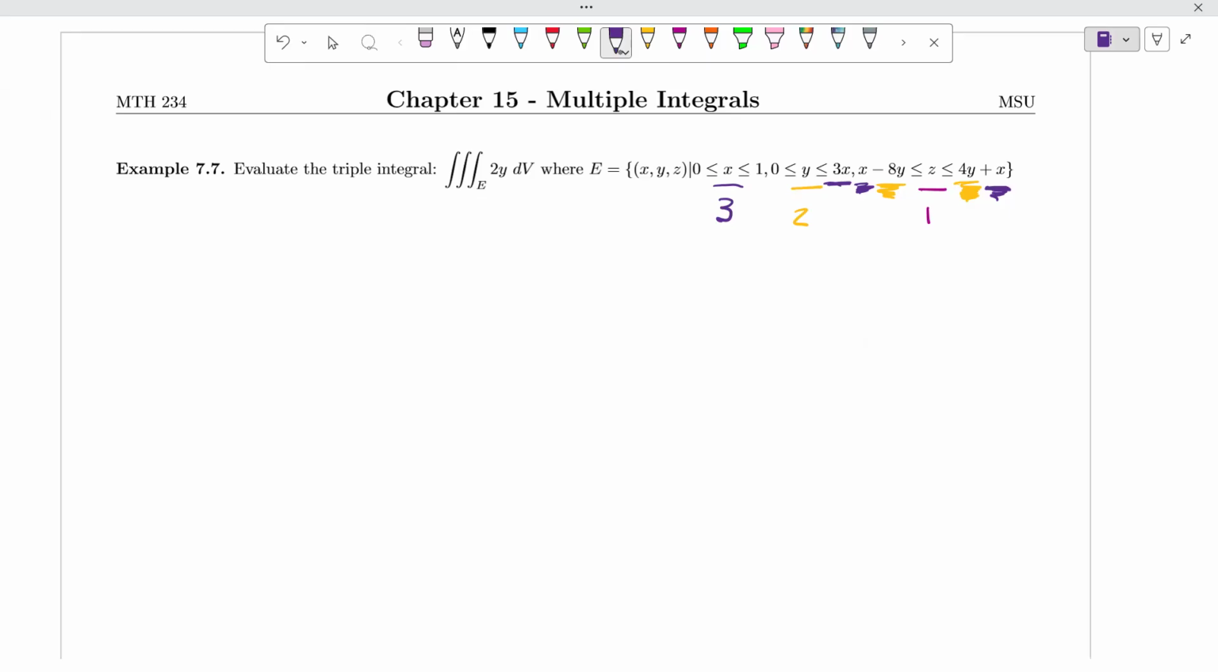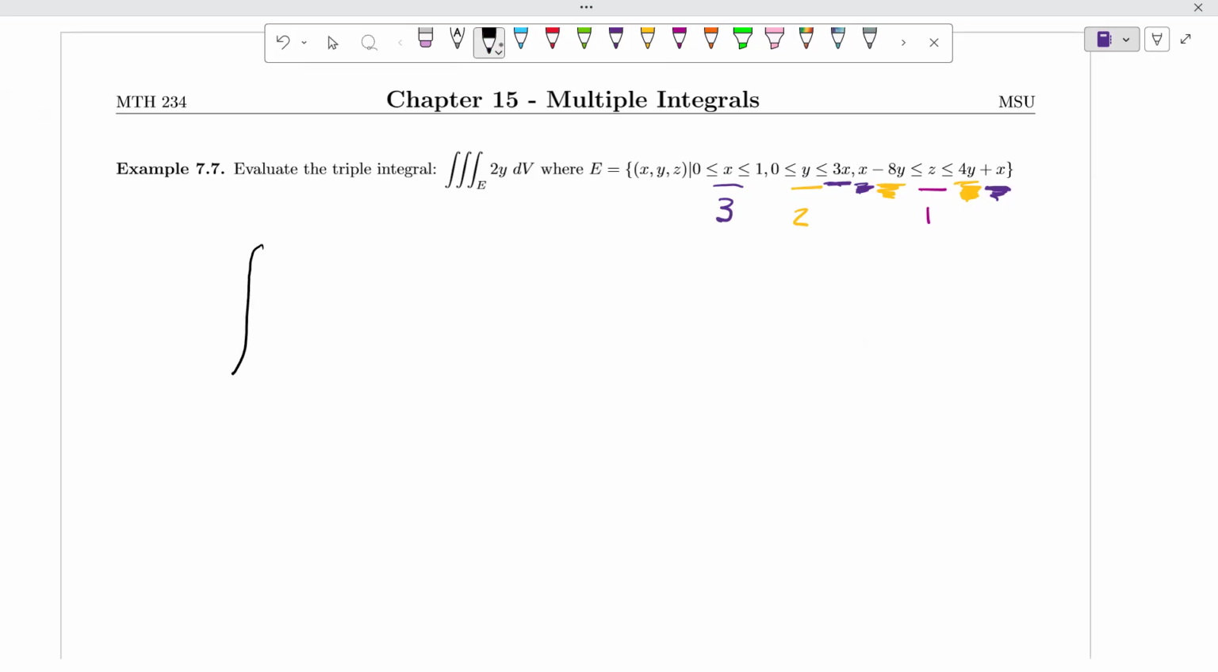Remember that as I move through my iterated integrals, each integral on down can no longer depend on any of the variables that came before it. So since z depends on both x and y, it's got to come before x and y. Y depends on x, so it's got to come before x. X only depends on constant values, so it can go wherever, which means it'll go last. But let's go set this thing up.